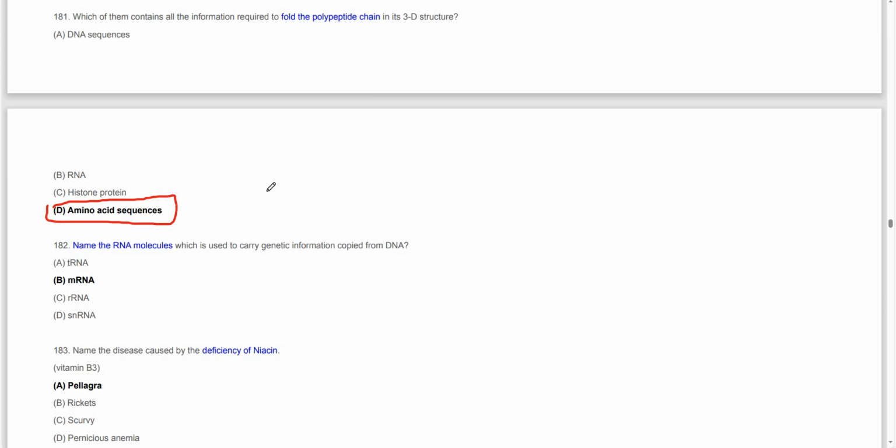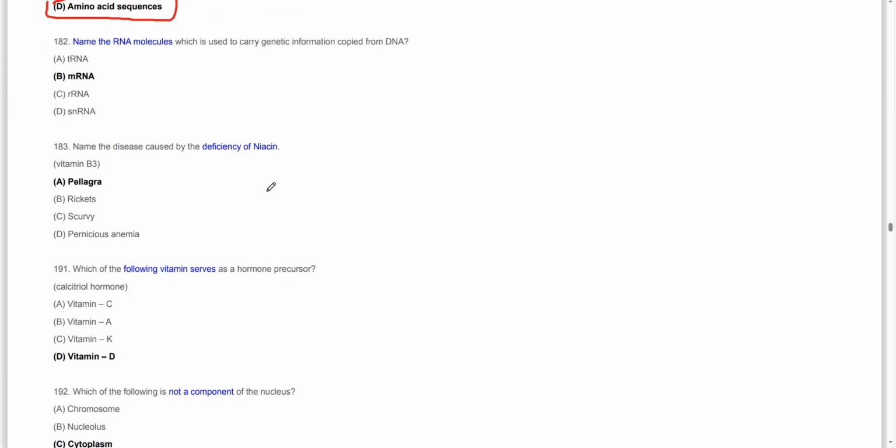Amino acid sequence contains all the information required to fold the polypeptide chain in its 3D structure. Moving on, the name of the RNA molecule which is used to carry genetic information copied from DNA is mRNA.